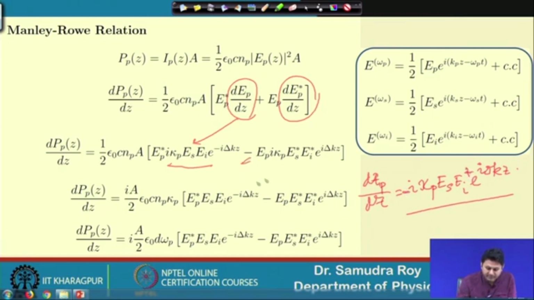So, we will have a negative sign and plus here, and also E_s will become E_s star, and E_i will become E_i star. In both the cases there was no star before, so it will be E_s star E_i star. Okay, this is right.